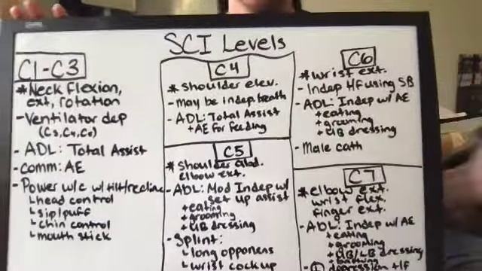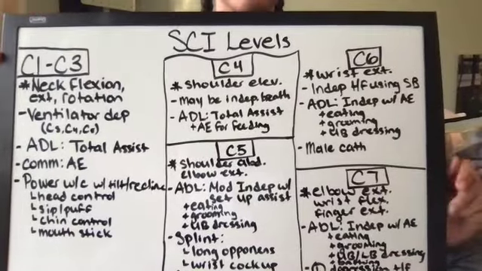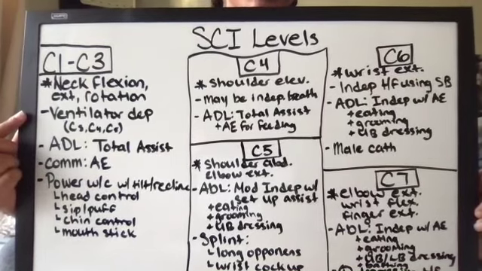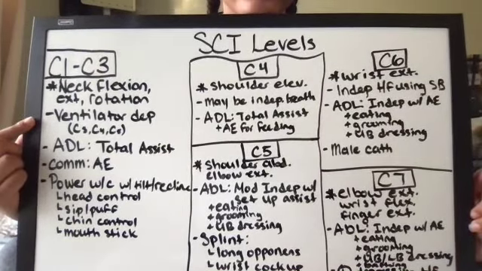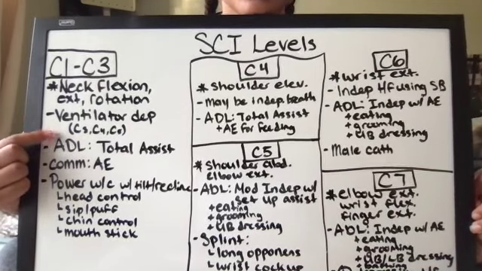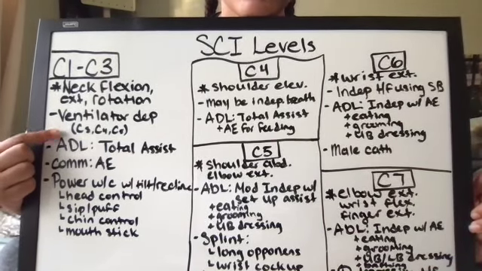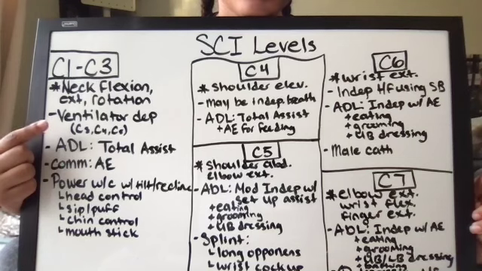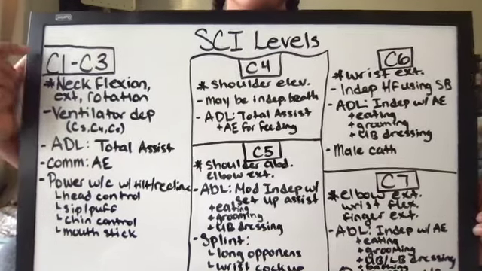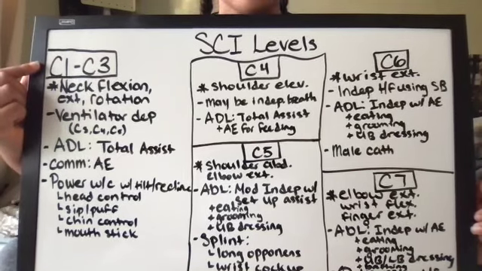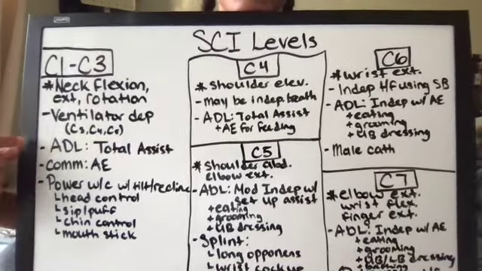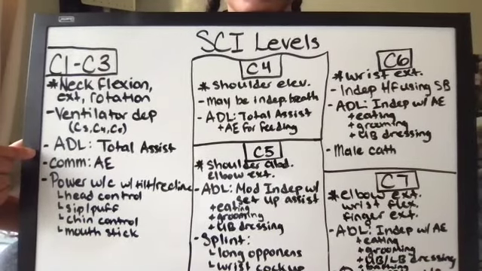But back to the board, C1 to C3, like I said, neck flexion, extension, rotation. At this point, the person is probably going to be ventilator dependent. This is because if we remember, C3, 4, and 5 keep the diaphragm alive. So 3, 4, and 5 are going to innervate the diaphragm. So likely at C1 to C3, they're not going to have the innervation to the diaphragm, therefore they're going to be ventilator dependent. At this point for ADLs, they're total assist.